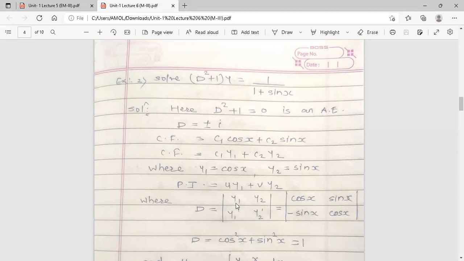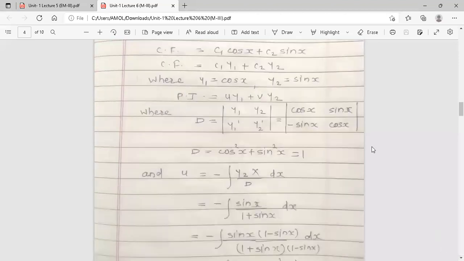Now to find u and v, you first find D. You know what D is? It is the determinant with first row y1 y2, second row y1 dash y2 dash. So put here the values: y1 is cos x and y2 is sin x. y1 dash is the derivative of y1, minus sin x, and y2 dash is the derivative of sin x, which is cos x. Solving this determinant, we have cos square x plus sin square x is equal to 1. So the value of D is 1. Now find u and v.